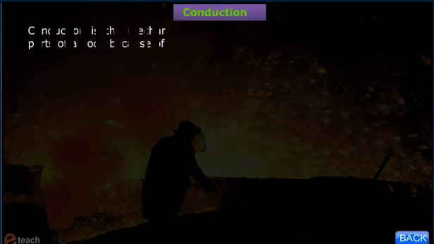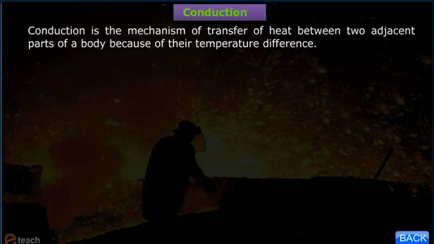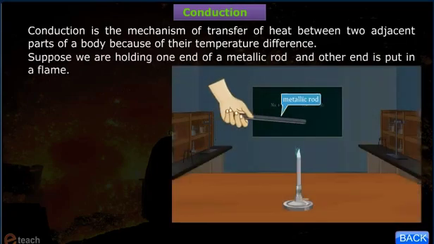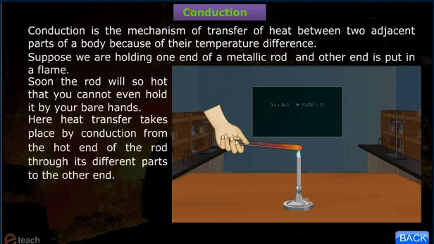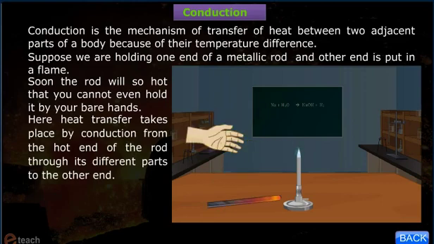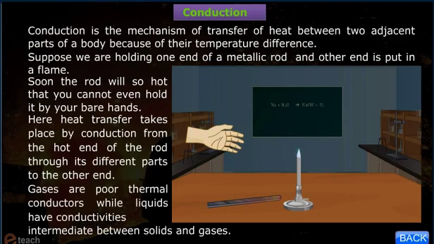Conduction. Conduction is the mechanism of transfer of heat between two adjacent parts of a body because of their temperature difference. Suppose we are holding one end of a metallic rod and the other end is put in a flame. Soon the rod will get so hot that you cannot even hold it by your bare hands. Here, heat transfer takes place by conduction from the hot end of the rod through its different parts to the other end. Gases are poor thermal conductors, while liquids have conductivities intermediate between solids and gases.